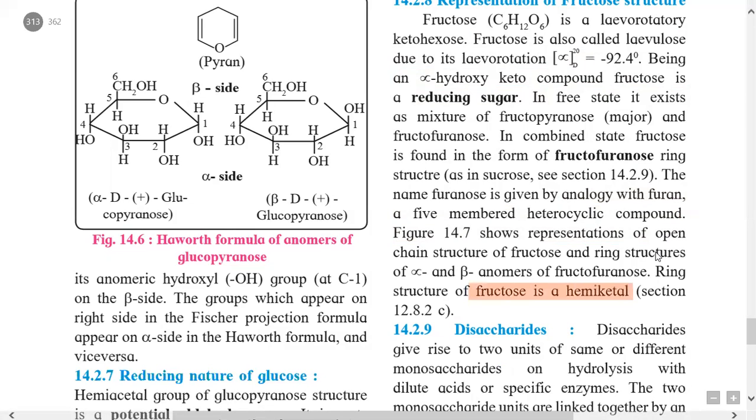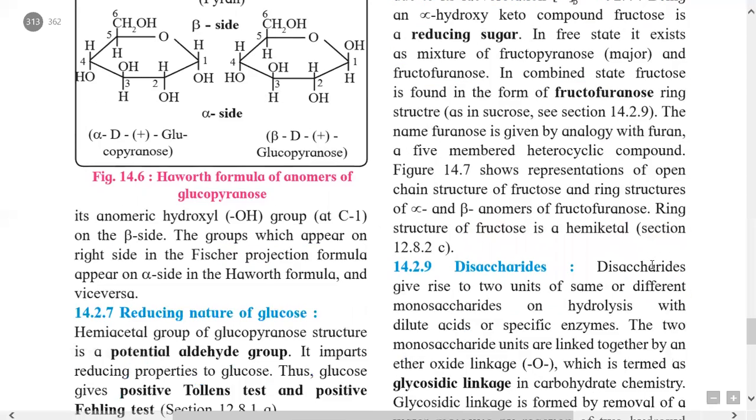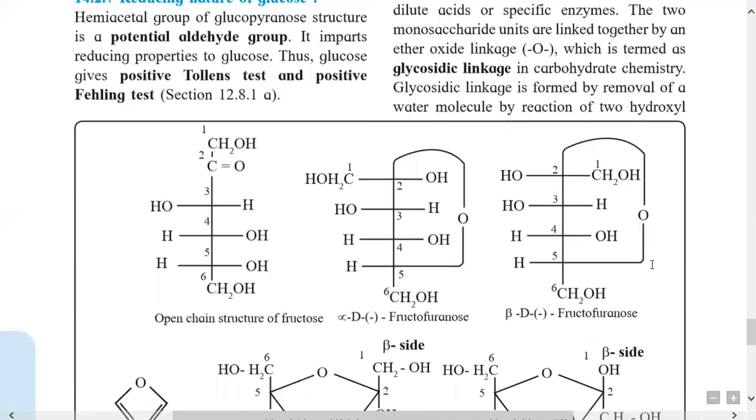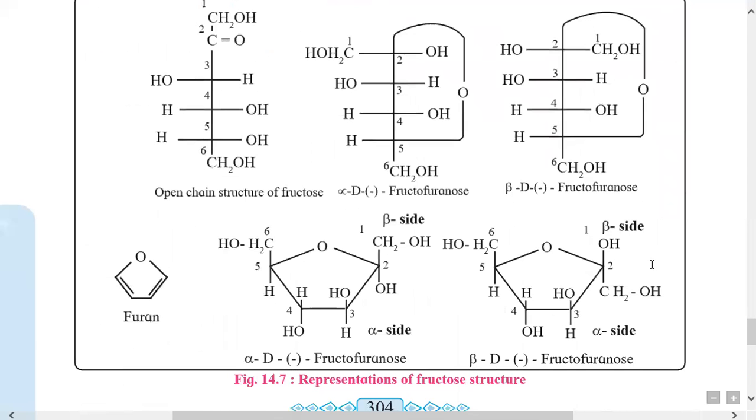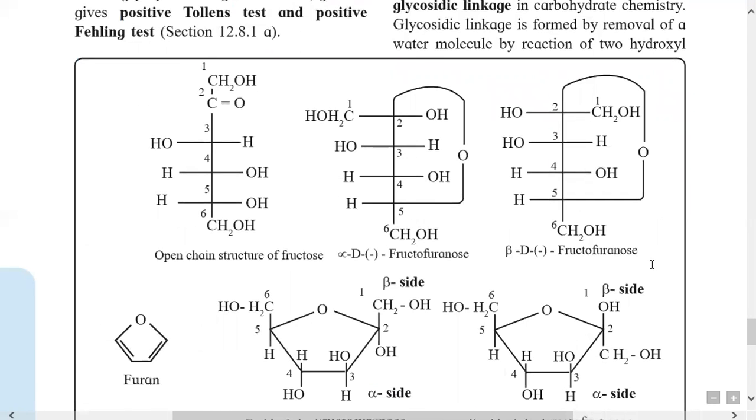The structure of fructose is a hemiketal. We had studied that glucose is a hemiacetal. Now it is a hemiketal. Now, how to draw this closed chain structure of fructose from the Fischer projection formula.